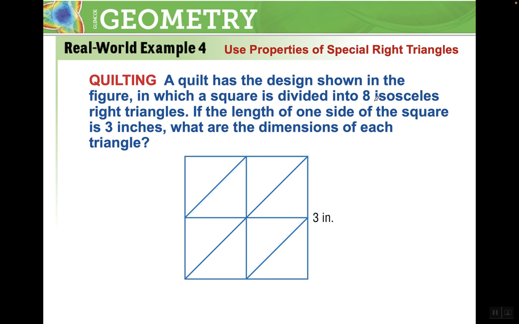This here is a quilt. We have isosceles right triangles here, and this whole side is 3 inches, and it wants the dimensions of each triangle. So if the whole side is 3 inches, then this side of the triangle is 1.5, and this is also 1.5 because it's isosceles, and it's 45, 45, 90. So I can use the property that the hypotenuse is the leg length times the square root 2. So I'm just going to write 1.5 square root 2.